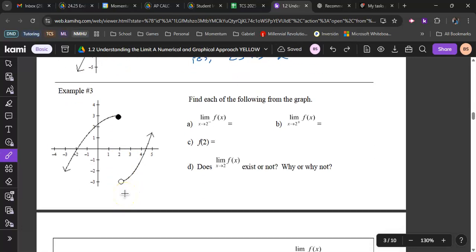All right, so looking at this one. From the left, as we approach 2, what do we get to? 3. What do we get from the right as we approach 2? What do we get at 2? 3, right? Because that's going to be the filled in one. This one is empty. Does the limit exist? No. Why? Left side does not equal the right side.